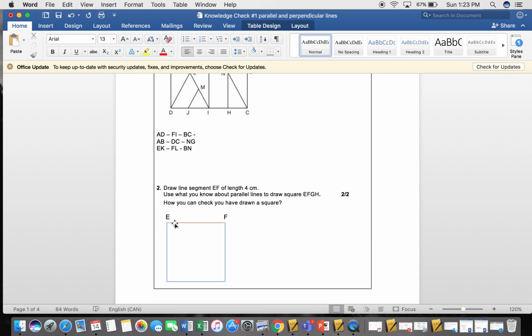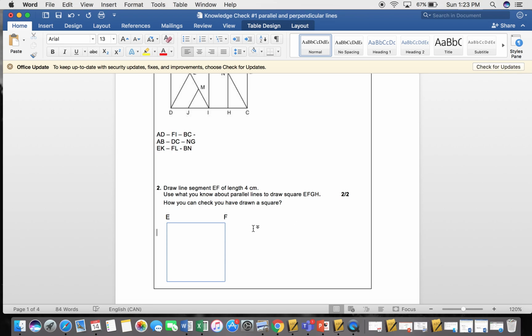So if I measured from this point here to down here, it's going to be the same distance as if I measured from, let's say, a point right here to a point down here. So how can I check I've drawn a square? Well, we know that all sides are the same length. They should all be 4 centimeters.